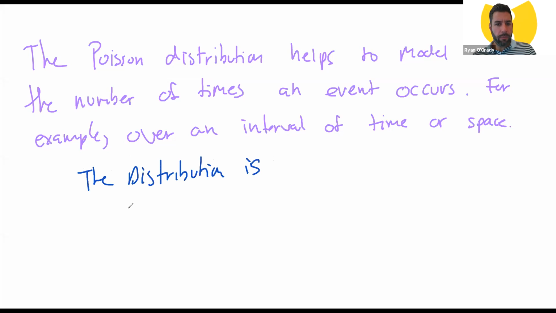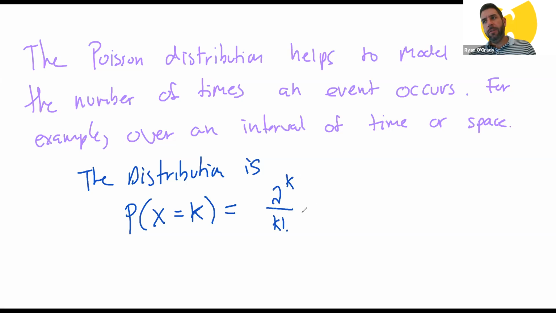So once again, we'll have the probability of some random variable, and we want to know when it takes on some value, which we'll call K, as we've been doing. And this turns out to be equal to some number raised to the power K divided by K factorial times some other number raised to the negative lambda.